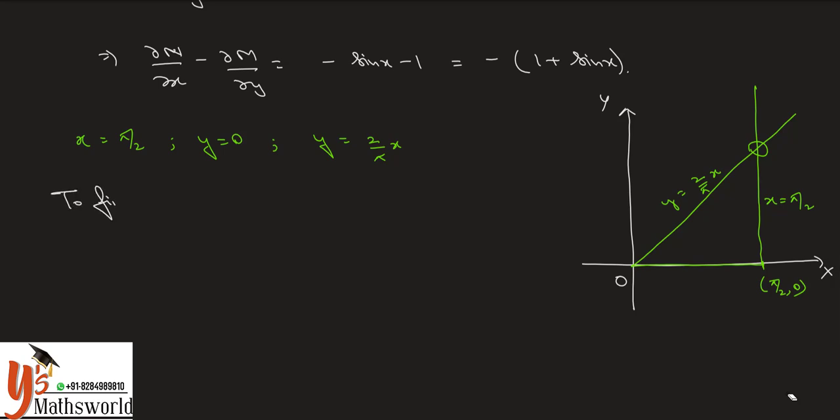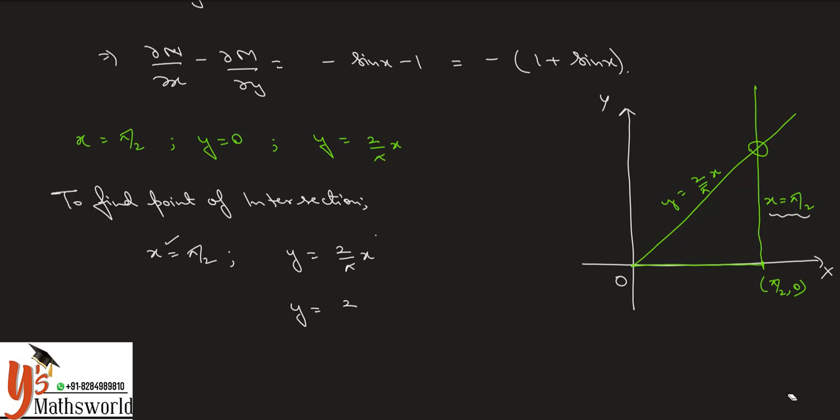So to find the point of intersection, here x is equal to pi by 2 and here y is equal to 2 upon pi of x. So I substitute the value of x equal to pi by 2 over here. So y is equal to 2 upon pi into pi by 2. So 2 and 2 cancel, pi and pi cancel, so the value is 1. So that means the point of intersection is pi by 2 and 1.